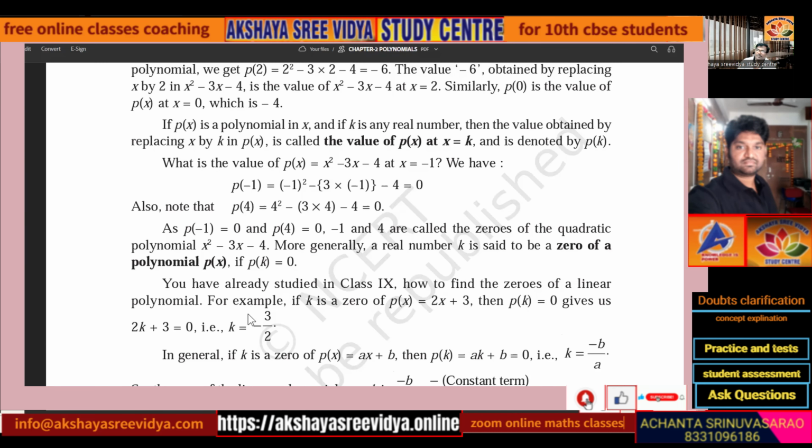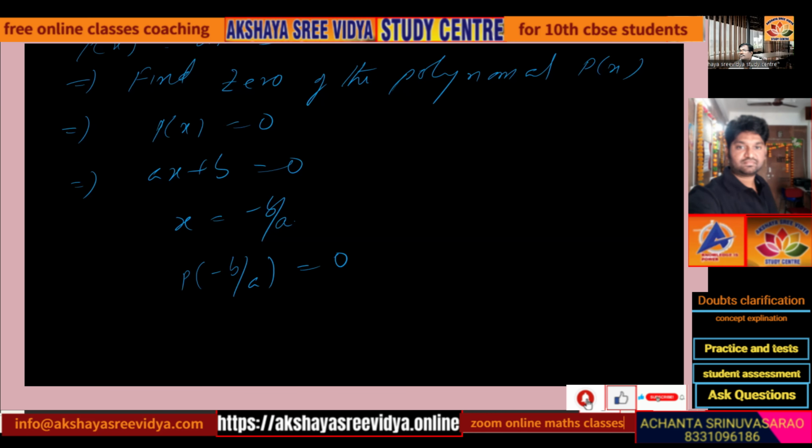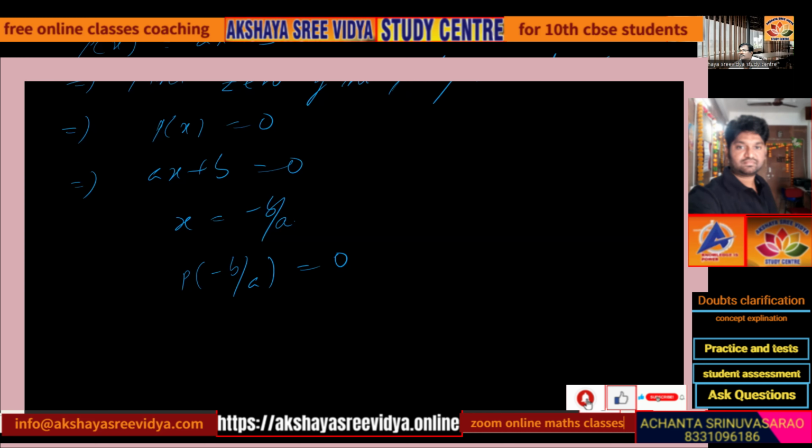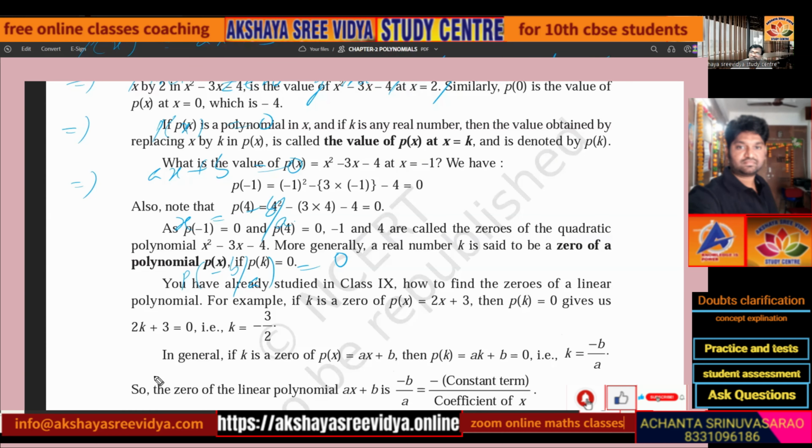Take 2x plus 3. Then P of k is equal to 0. It gives 2k plus 3 is equal to 0, so k is equal to minus 3 by 2. In general, if k is a zero of P of x, which is ax plus b, then ak plus b is equal to 0, that is k is equal to minus b by a. Before, I took the variable as x; here I took it as k. So the zero of the linear polynomial ax plus b is minus b by a.